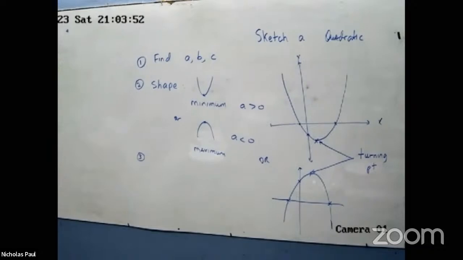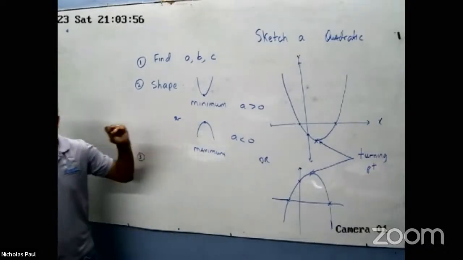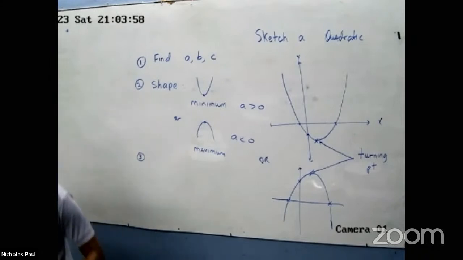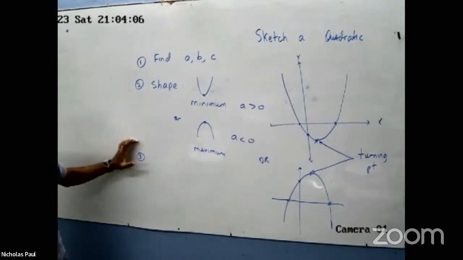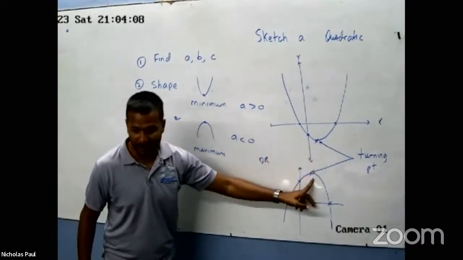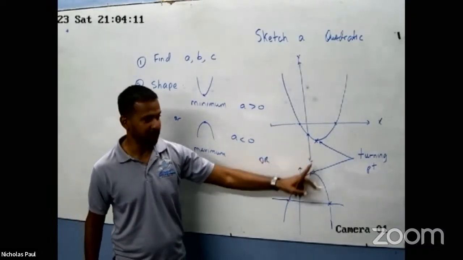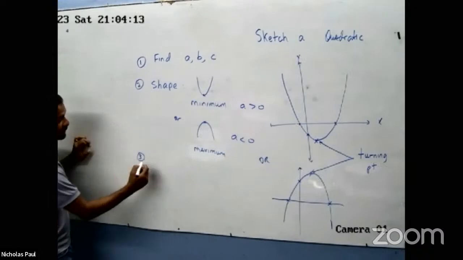So that's 1, 2. To get this one, we just have to look at the A value. And third thing, we need to know that special point there. This point here is very special. It's called a turning point.